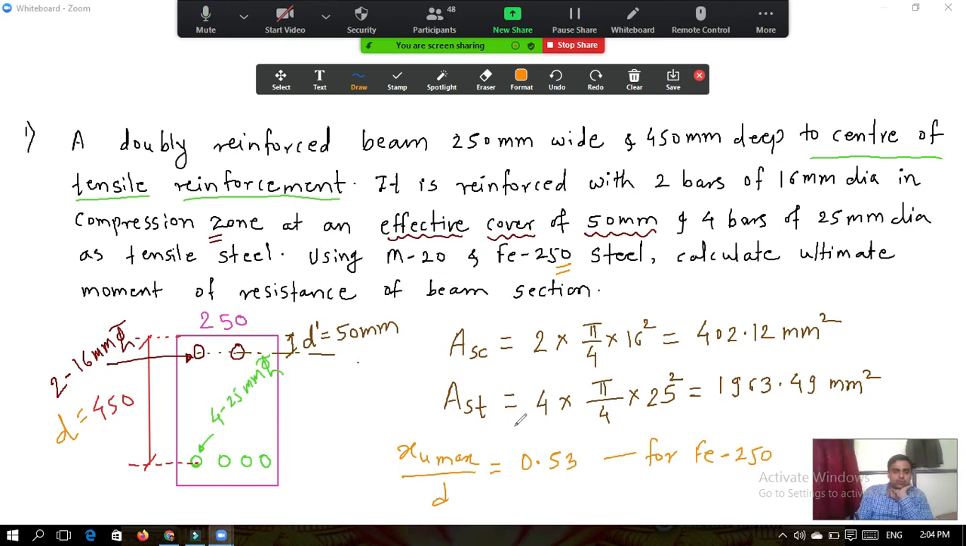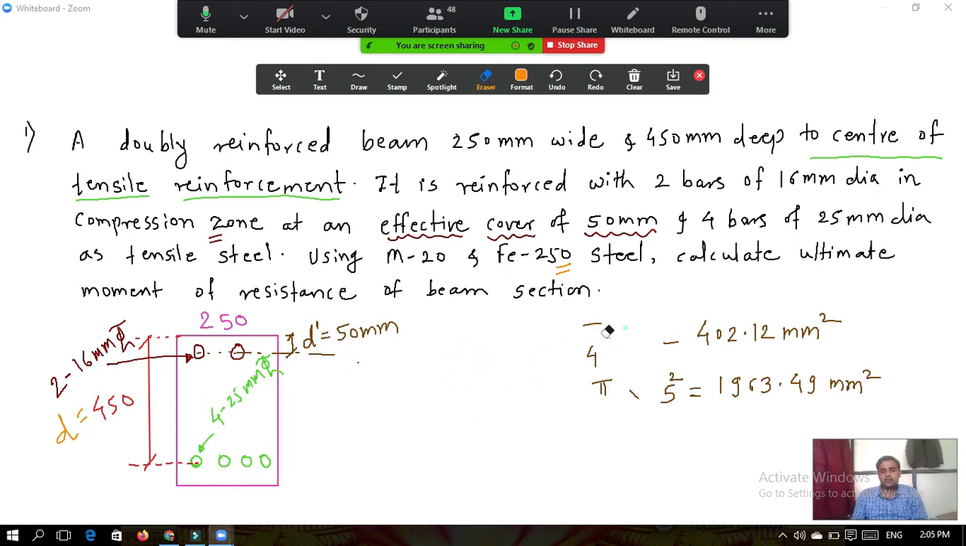Have you finished up to this point? So I will erase this. Have you written? XU max by D is equal to 0.53. Is it over up to this point? Yes, sir. Okay. So now we will calculate the value of XU max. Just put the value of D and get the value of XU max, and let me know what the value is.